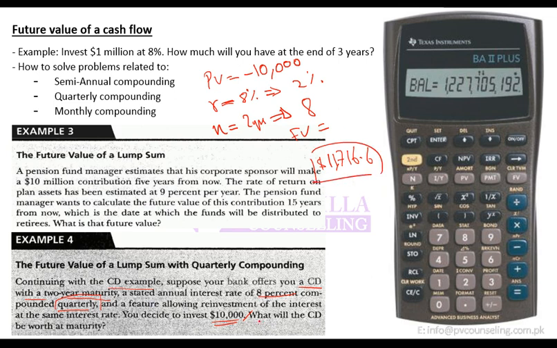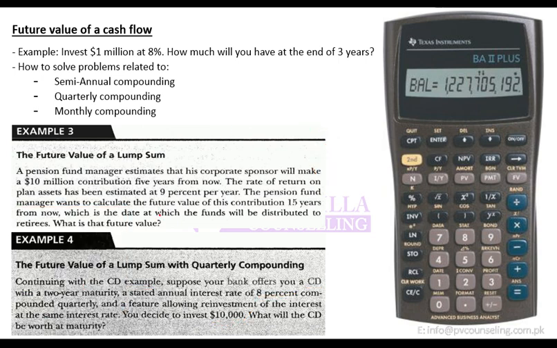What did they ask you? You decided to invest. What will the CD be worth at maturity? That's what they asked: what will be its value at maturity? So the value at maturity will be 11,716.6. Any problem, confusion so far up till here?